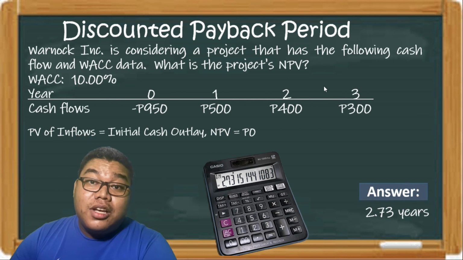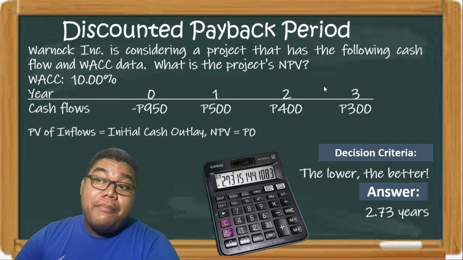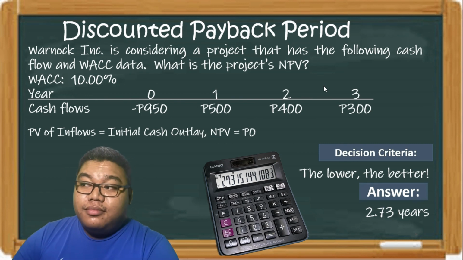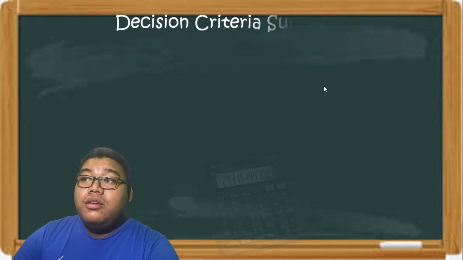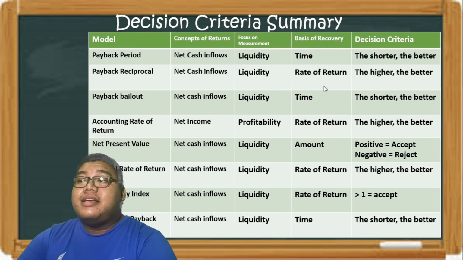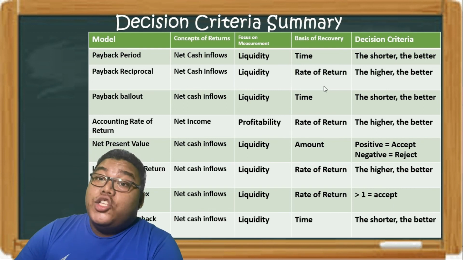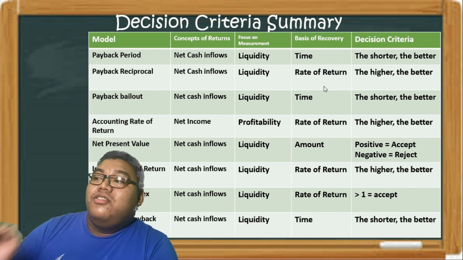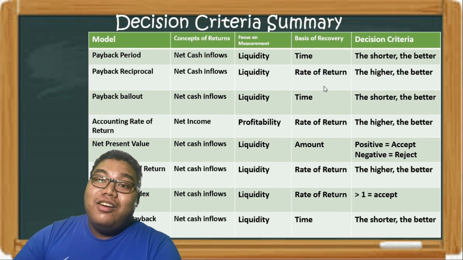So what is the decision criteria here? The shorter the discounted payback, the better. So in summary, we would have this decision criteria for all of your capital budgeting techniques. So I hope you have learned something. You can take a screenshot of this decision criteria as your guide.